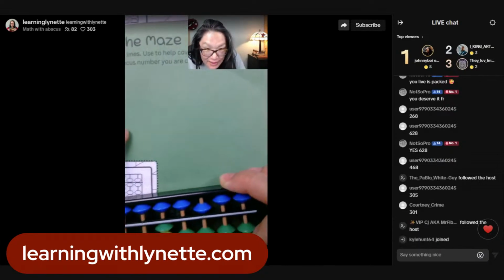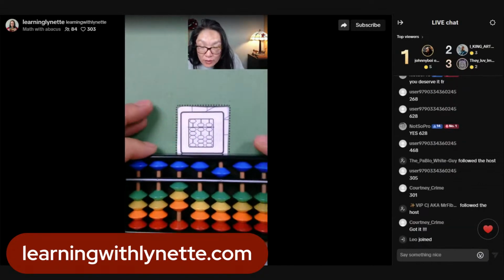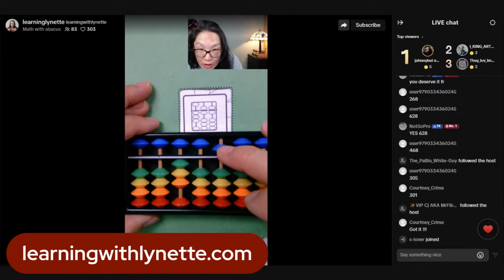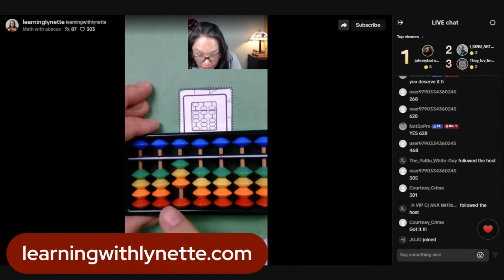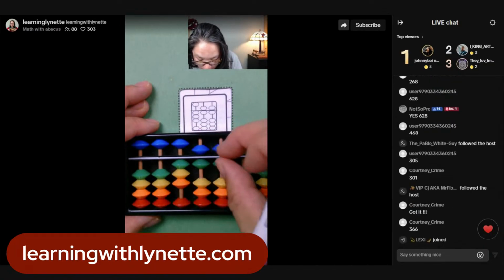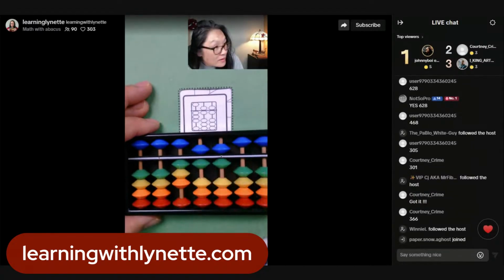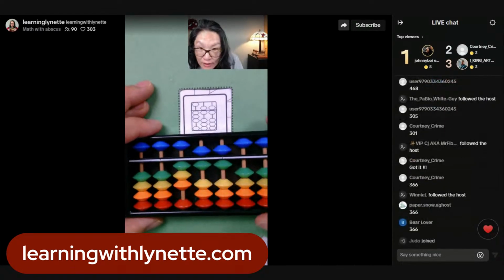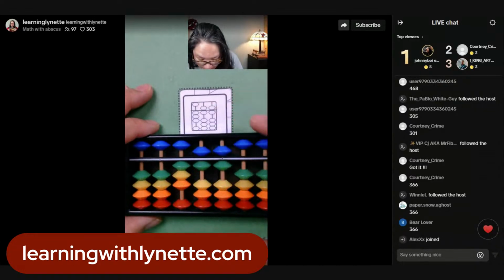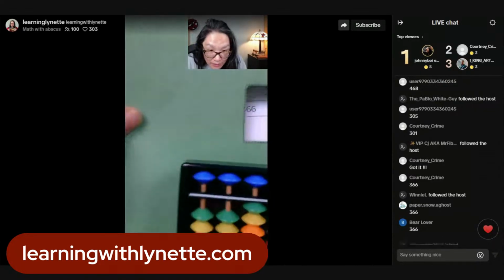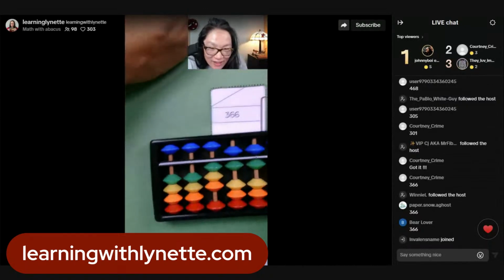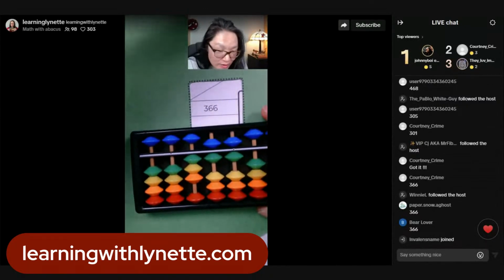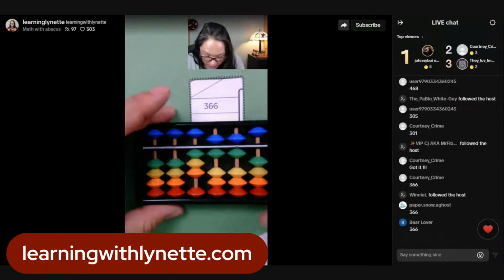So when we're looking, all the top bead is a value of 5. We have 1, 2, 3, 300, and then we have our tens, and then our ones. What number is this? What number do we have? Yes, thank you, Courtney. 366. Thank you, Paper, thank you, Bear Lover, thank you, Paper Ghost. Snow a ghost, that's funny. Okay, so that is what it is, 366.